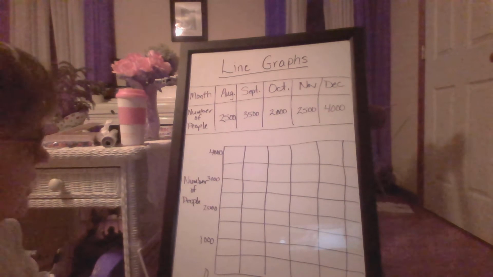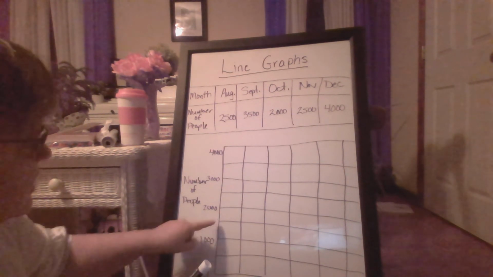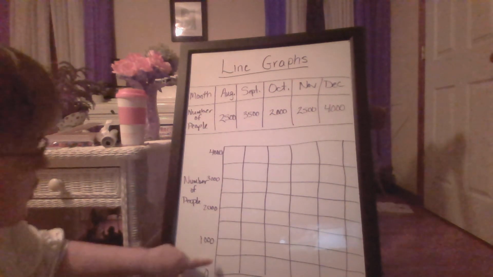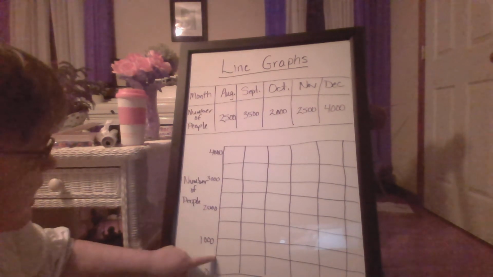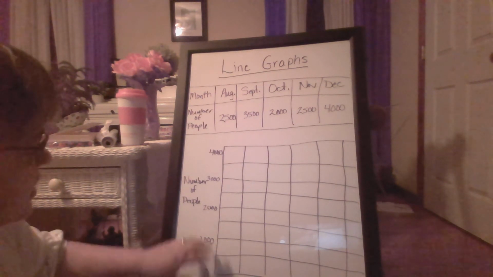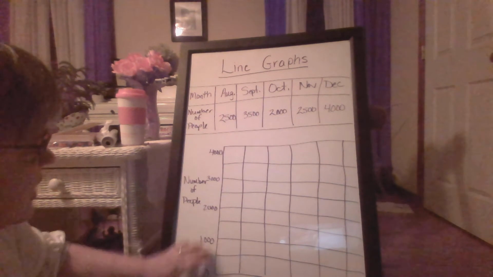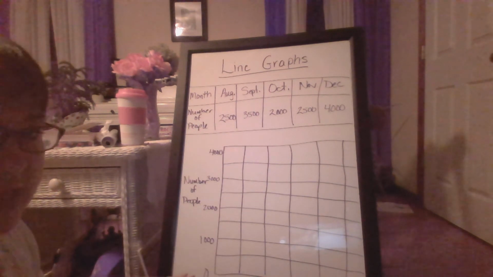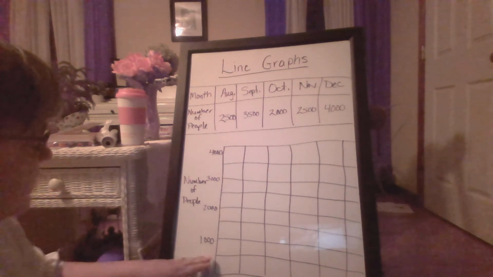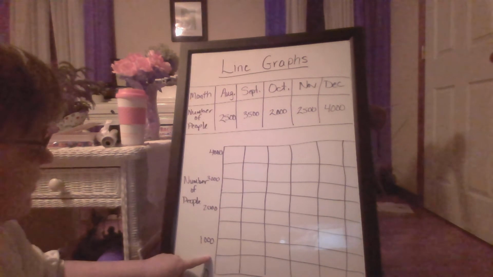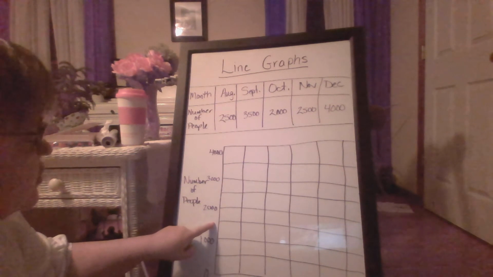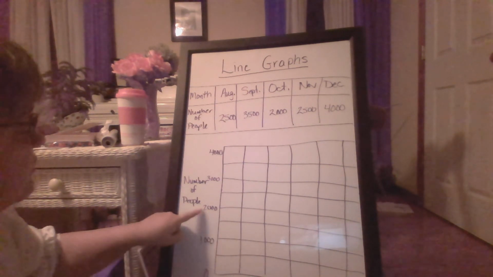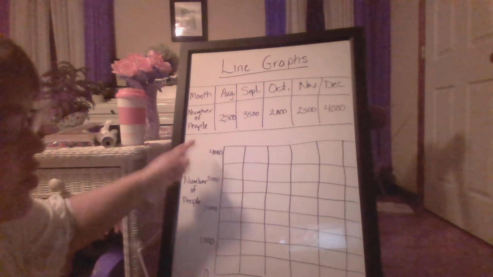So for this one, every line counts as something. Here we have 1000, but we have 2 lines to get to it. And then we have a line in between 1000 and 2000. So what do you think that line is? It's 500. So we're counting by 500s. So 0, 500, 500 more is 1000, 500 more is 1500, 500 more is 2000, and on and on.